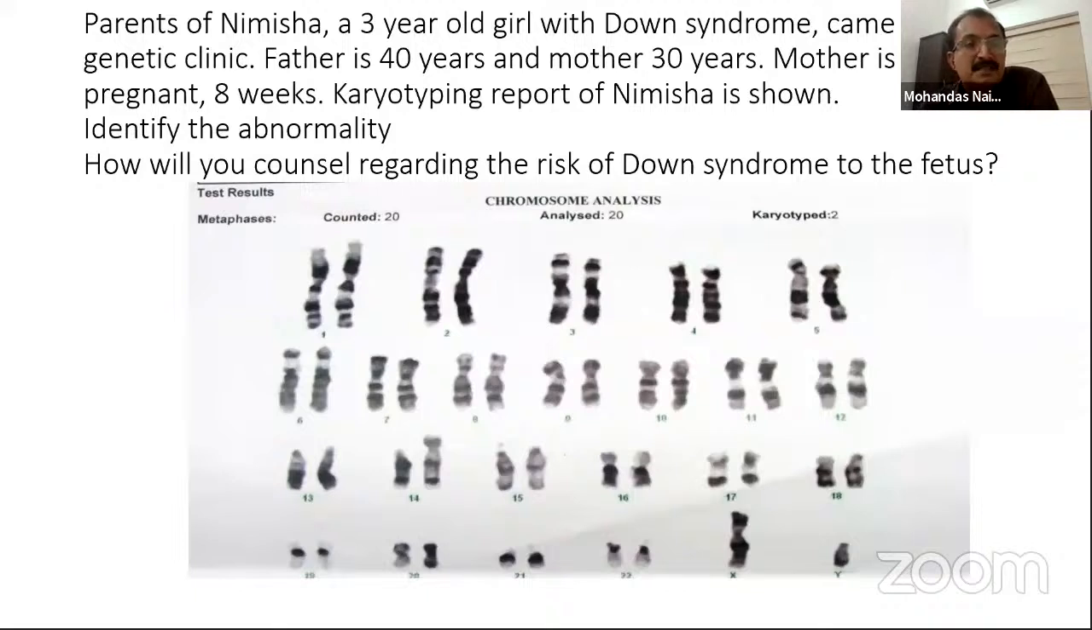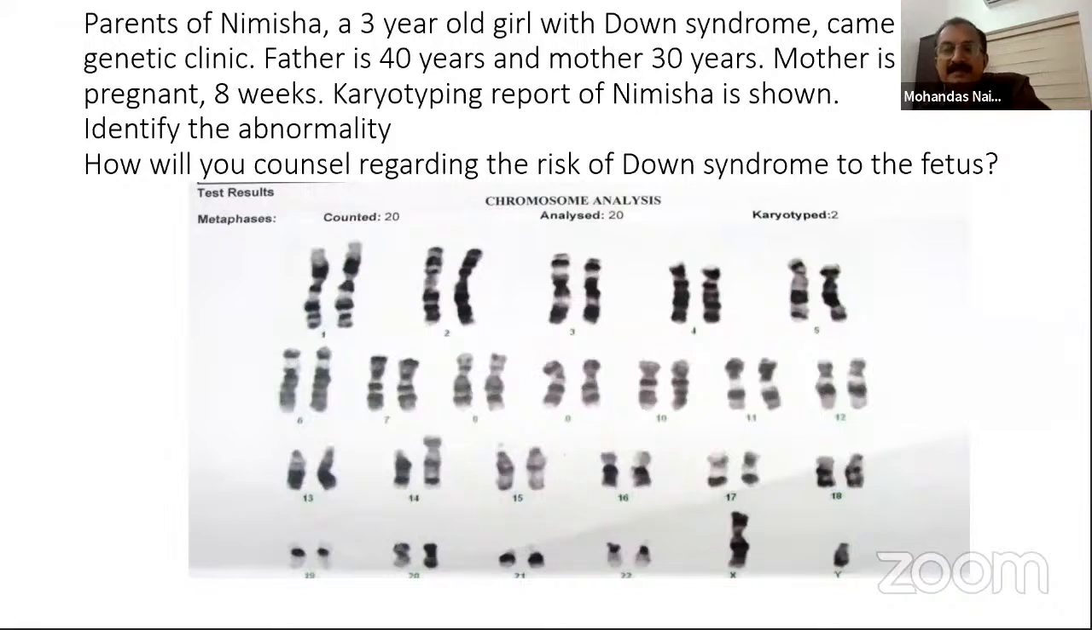Mother is now pregnant, 8 weeks. Karyotyping report of Nimisha is shown. Identify the abnormality and how will you counsel regarding the risk of Down syndrome to the fetus. So you can go through the chromosome.